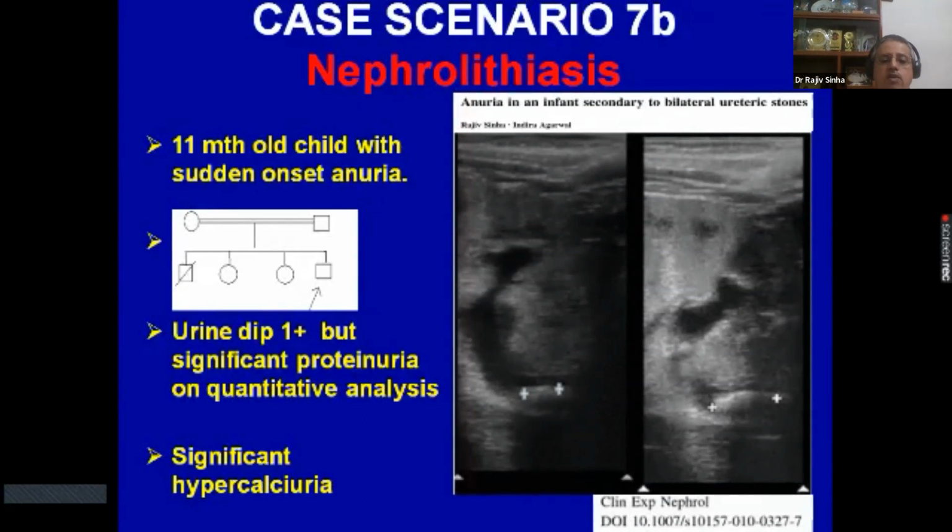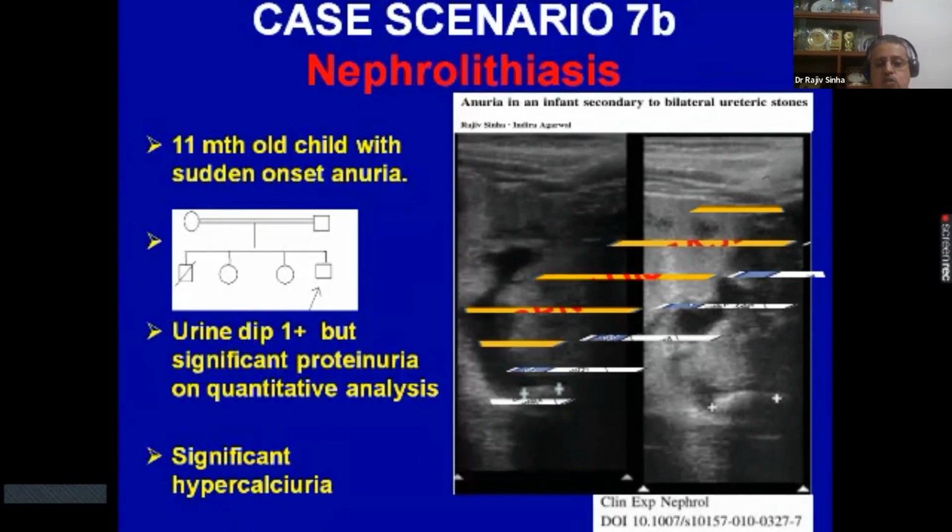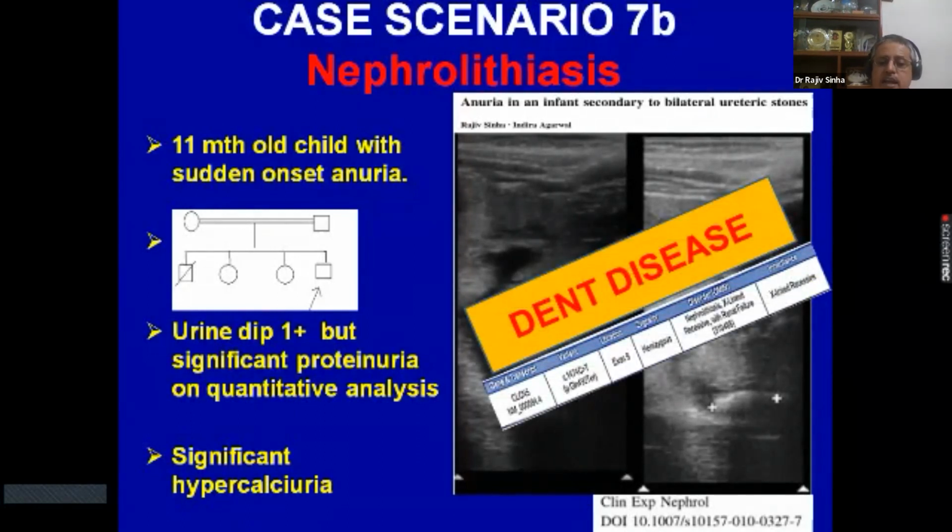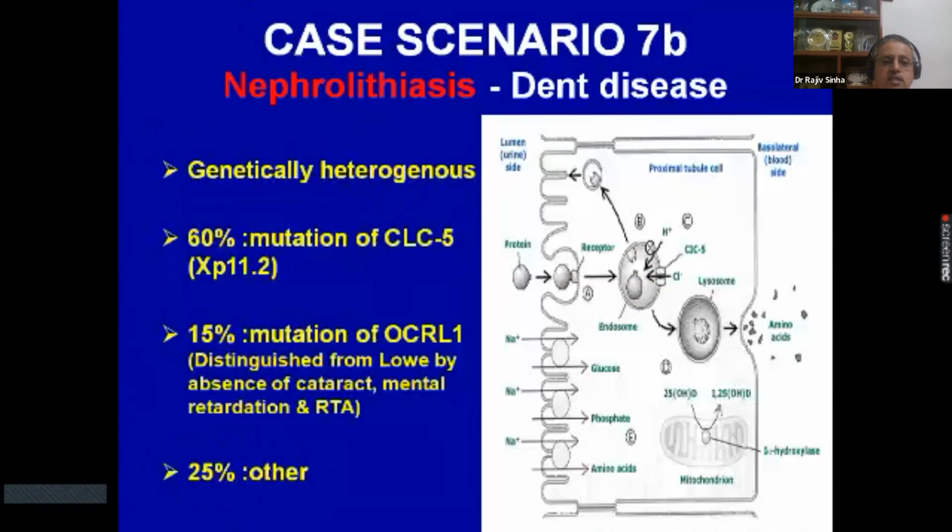And I'm sure many of you already have the diagnosis, because here we have hypercalciuria, significant proteinuria, and a male child. So we were suspecting Dent disease, and it was proven to be that in the genetics. Dent disease can be from a mutation in CLCN5 or OCRL1, and this is usually the chloride channel protein linked to the tubulin and the megalin.